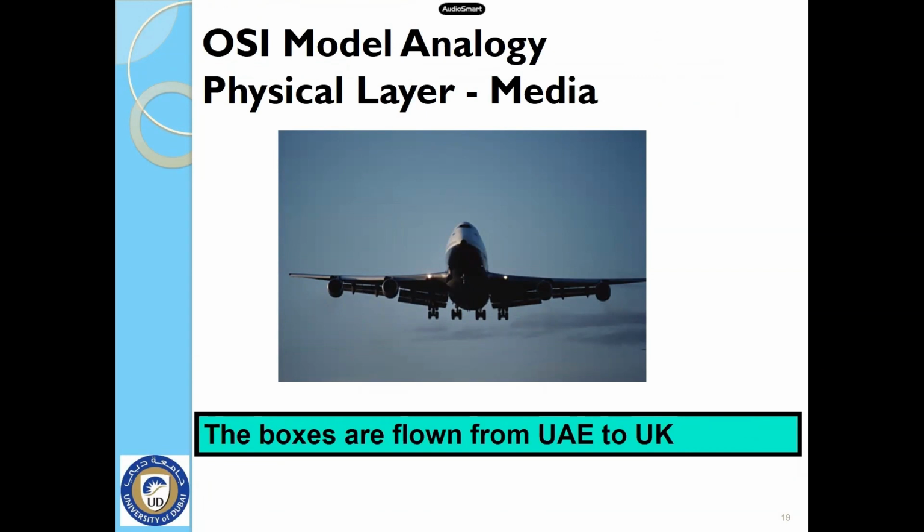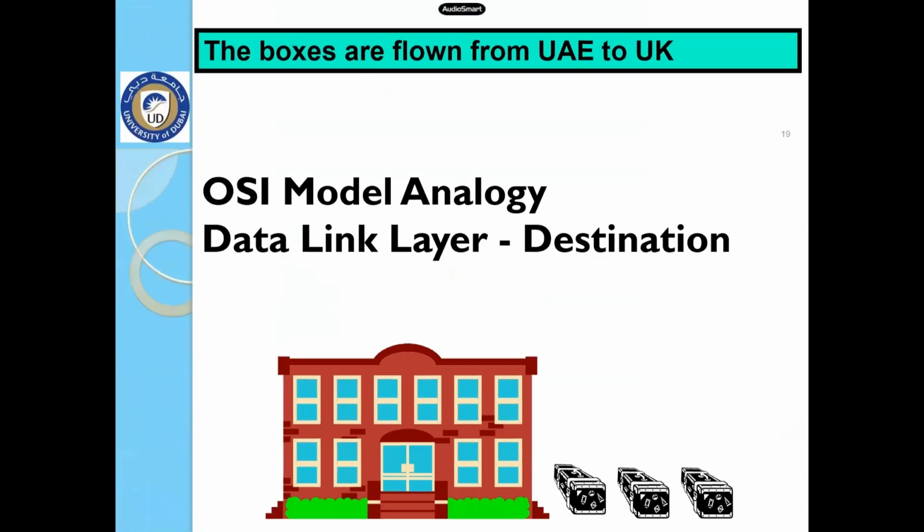Now at the receiver side, what will happen? This is the first thing, the physical layer. This airplane has stopped in UK. So the boxes are flown from UAE to UK. It receives the message through the physical layer. Now we're going in reverse order at the receiving side. So we start with the physical layer.